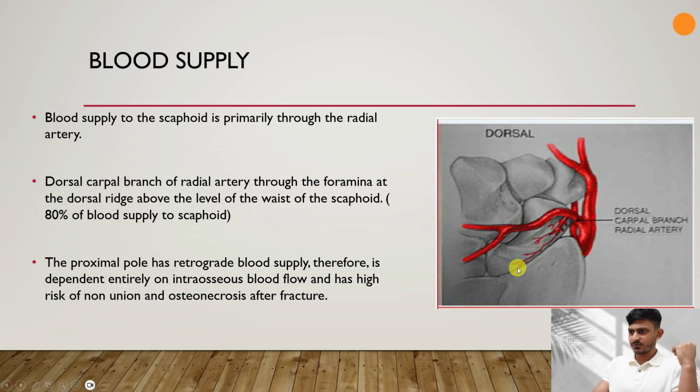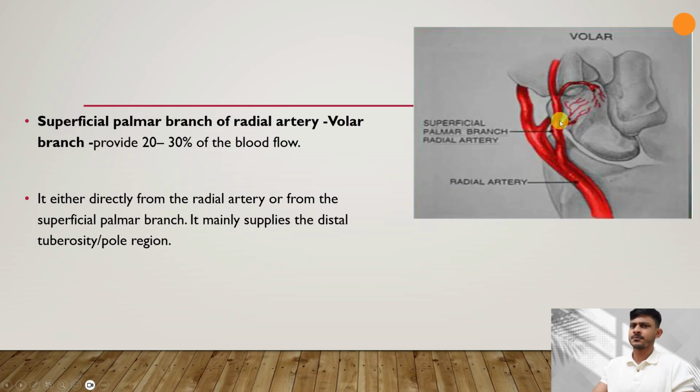So the entire proximal pole, as you can see, has a retrograde blood supply. So it enters more distally and comes proximally. So this is a retrograde blood supply, and it entirely depends on the intraosseous blood flow. So you can imagine a fracture here. There won't be any blood supply to this region if a fracture line comes through this. I'll show you better with diagrams in the next few slides.